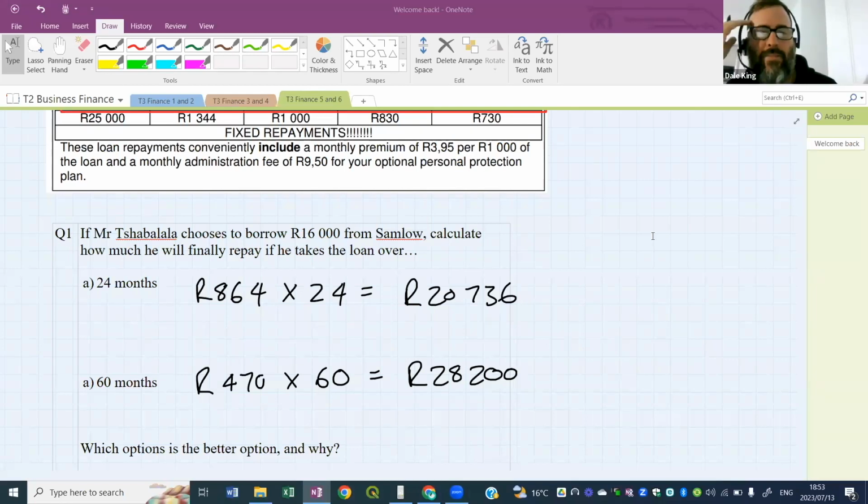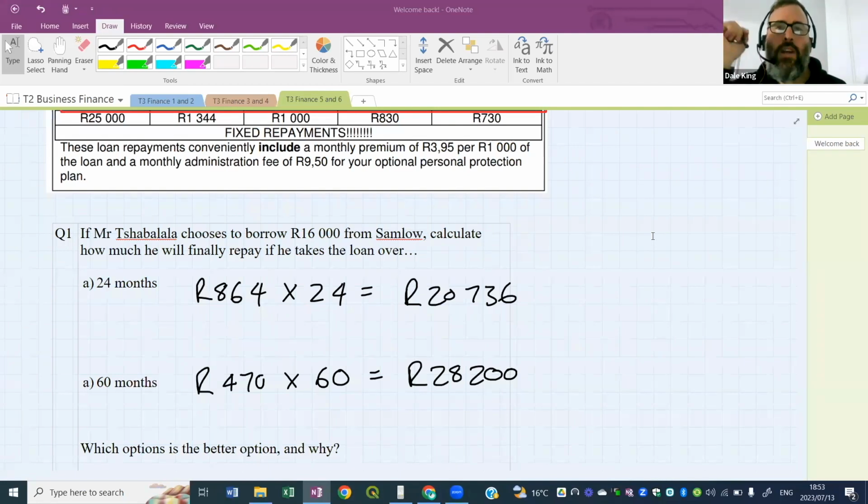Sir, I think the 24 months is better, sir. But you're going to have to pay 864 Rand. It's a lot more than 470. Why do you say that one's better? Because the amount that you pay is less than the one for the 60 months, sir. You're right. The final amount that you pay is less.